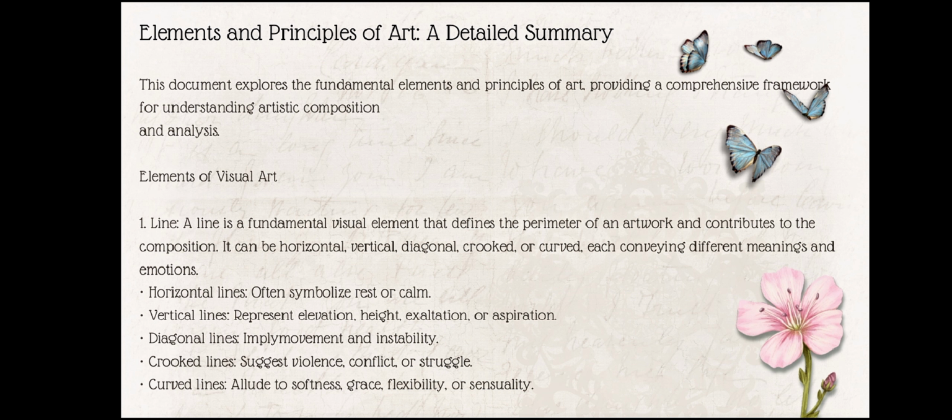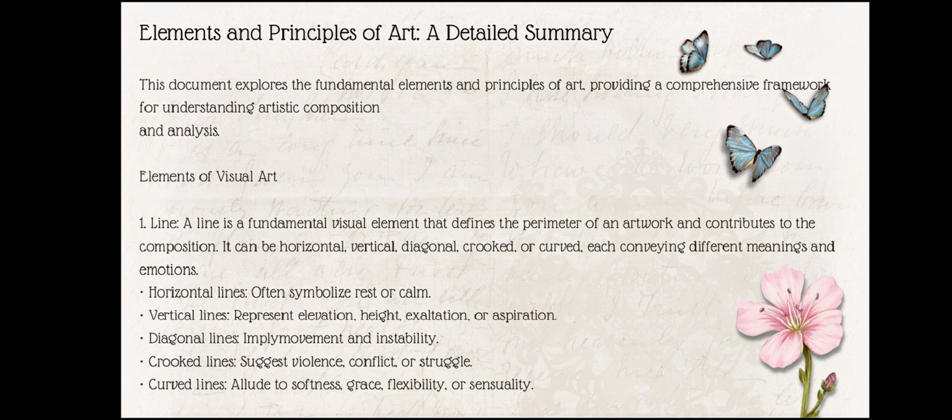It can be horizontal, vertical, diagonal, crooked, or curved, each conveying different meanings and emotions. So, it is important to know the lines, because there you can see and better understand the meaning, their emotions, and it also significantly impacts the artwork's overall feel and message. So, there are 5 types of line.